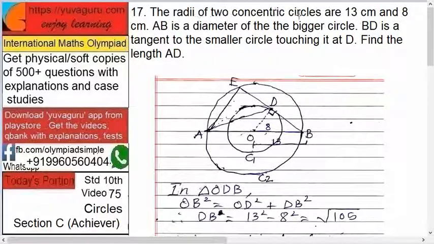The radii of two concentric circles are 13 cm and 8 cm. AB is the diameter of the bigger circle. BD is the tangent to the smaller circle touching at D. Now it's shown in the figure also. Find the length of AD. AD we have to find out.